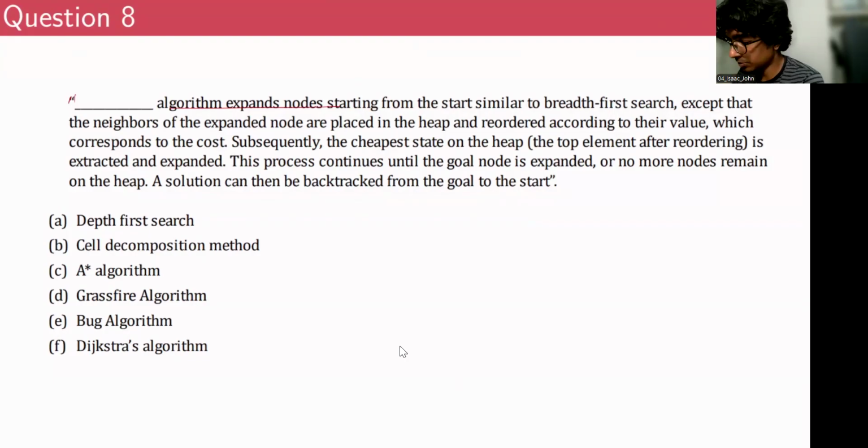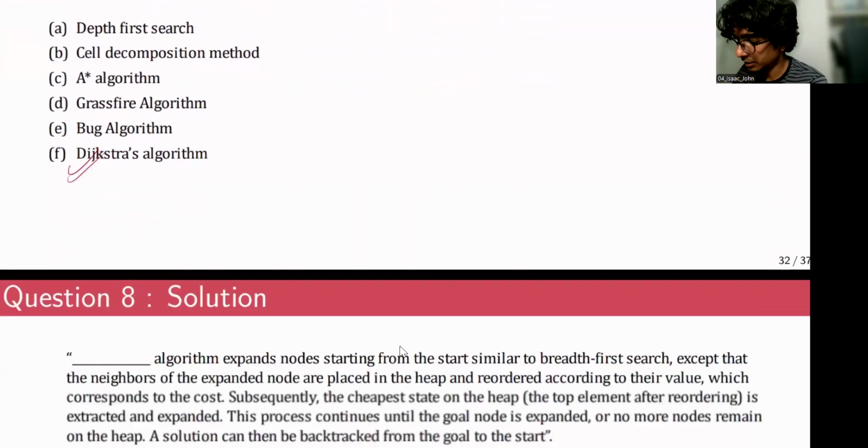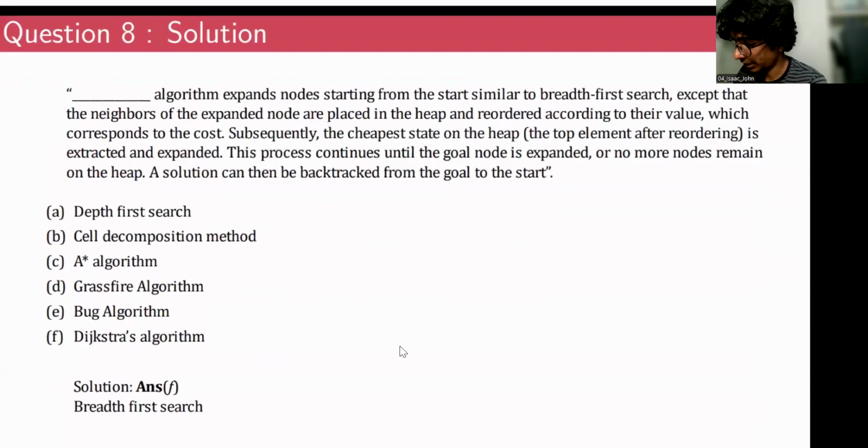And that corresponds to Dijkstra's algorithm. So it is basically a description of what we have done in the previous step. So the correct answer is indeed Dijkstra's algorithm. Option, sorry, I think it is Dijkstra's algorithm, right? Correct answer is option F, but it's given breadth first. It is indeed Dijkstra's algorithm.